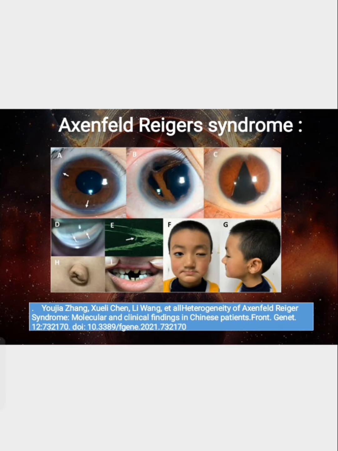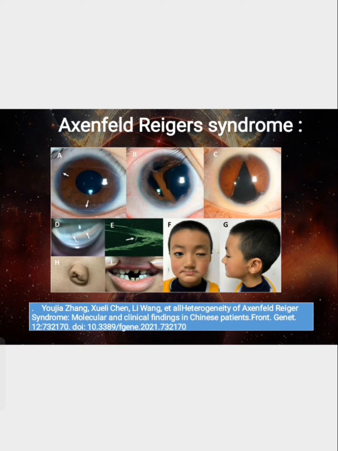So coming to Axenfeld-Rieger syndrome, we have seen Axenfeld anomaly, we have seen Rieger's anomaly, we have seen Axenfeld-Rieger's anomaly. What is Axenfeld-Rieger syndrome then? When Axenfeld-Rieger's anomaly is associated with extraocular manifestations involving systemic abnormalities, then it is called Axenfeld-Rieger syndrome.